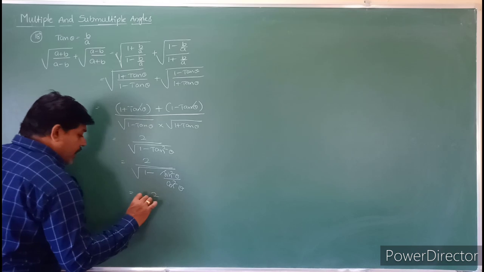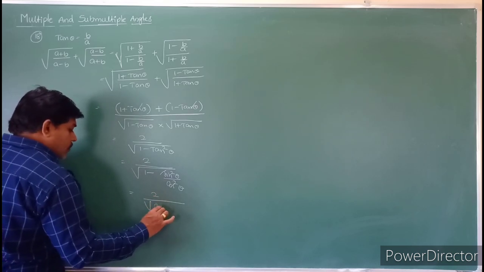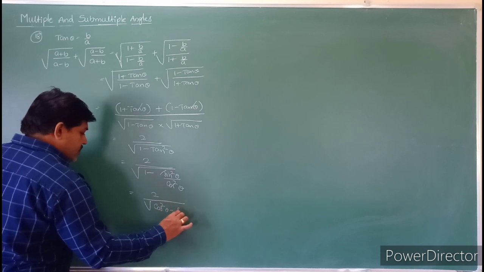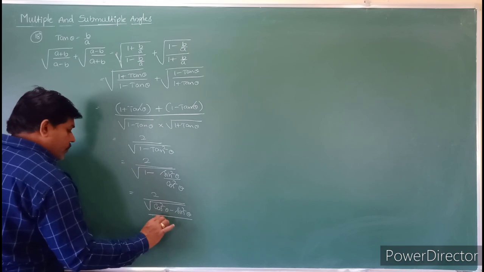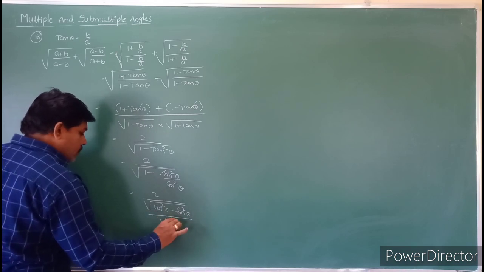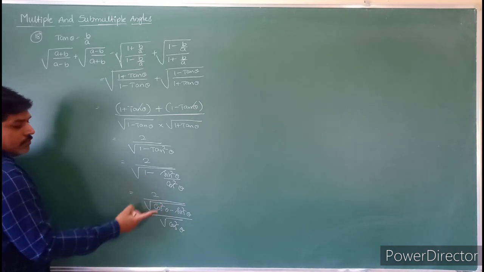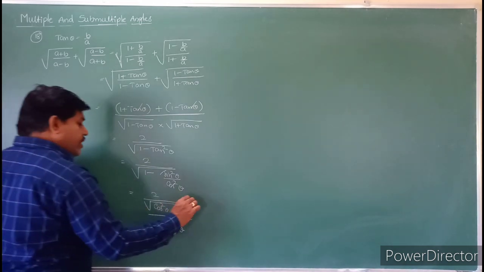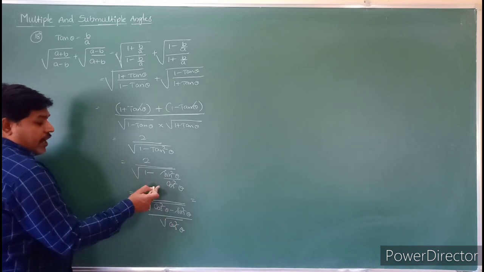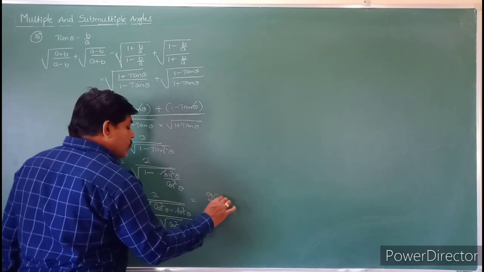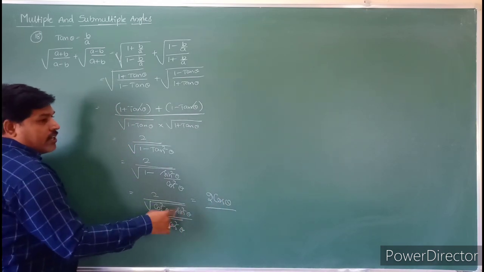That is equal to 2 by root of cos square theta minus sin square theta whole by root cos square theta. We took the LCM and separated the roots. So what happens, students? This square and the root will be cancelled. It will become cos theta. You can take it into the numerator. It will become 2 cos theta by root of cos square theta minus sin square theta.